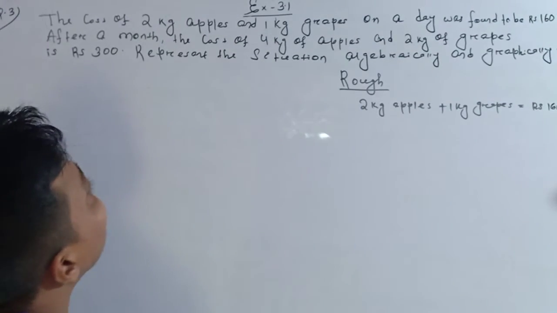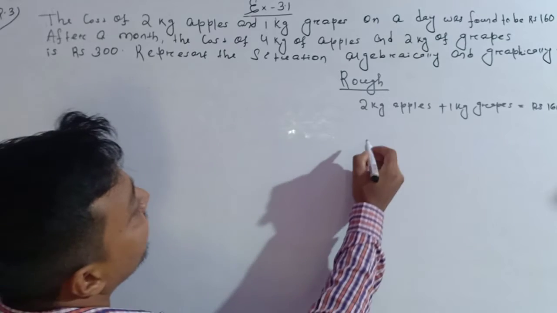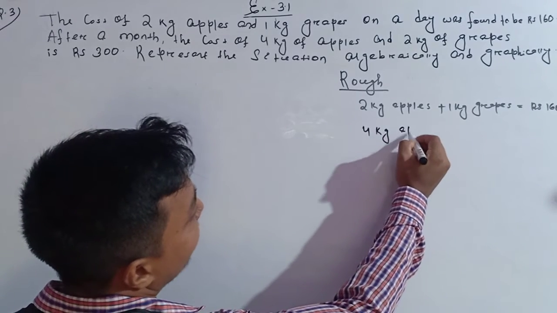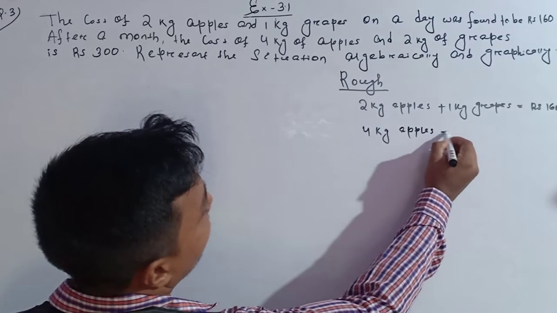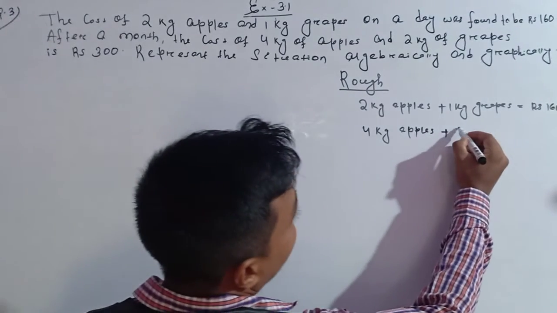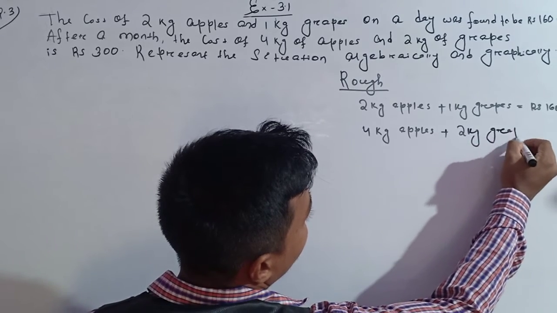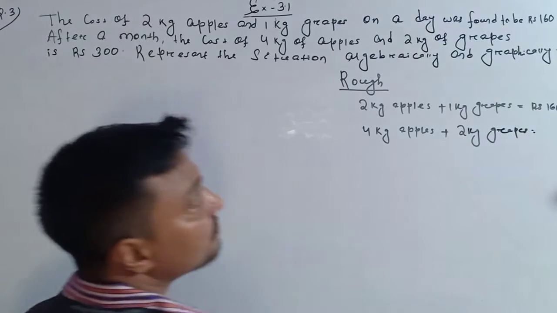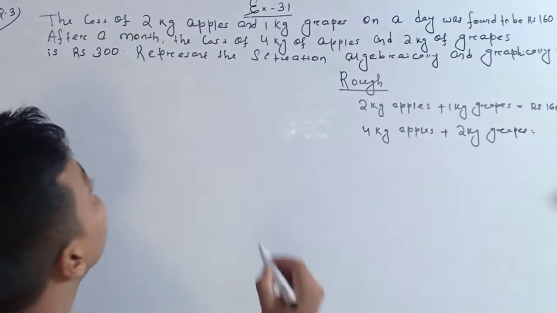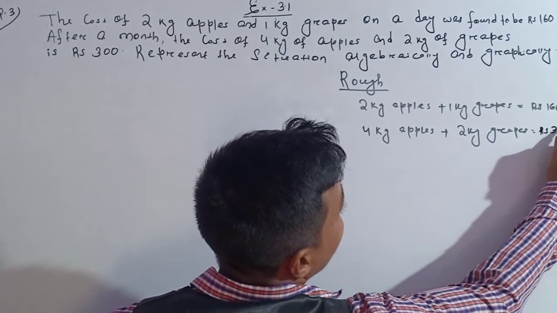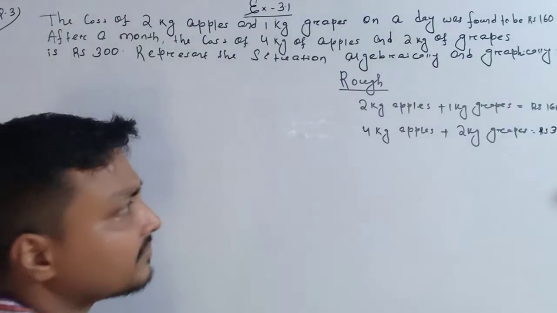And in the second line it is given that the cost of 4 kg of apples and 2 kg of grapes is equal to rupees 300.